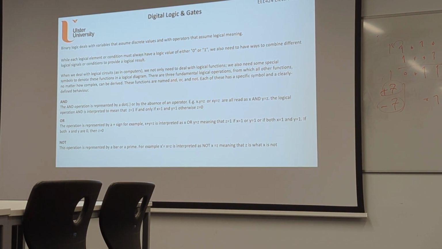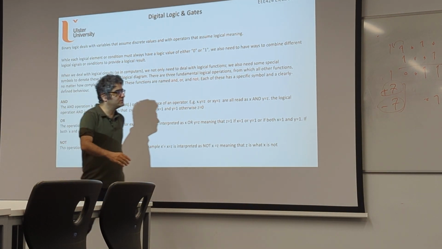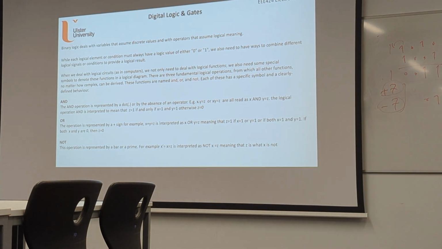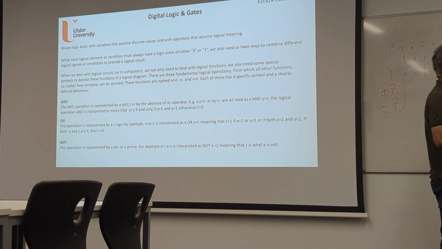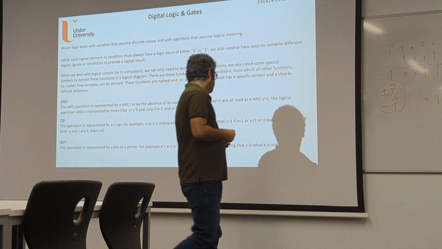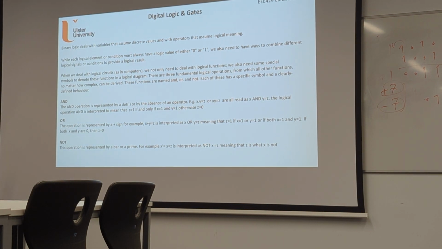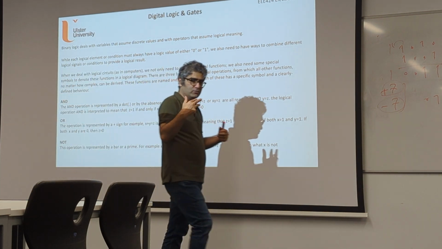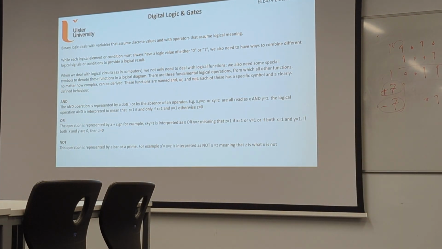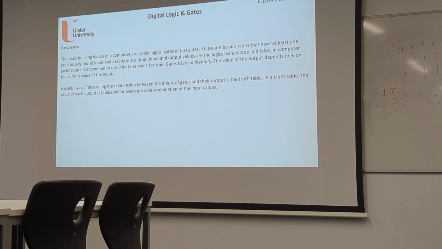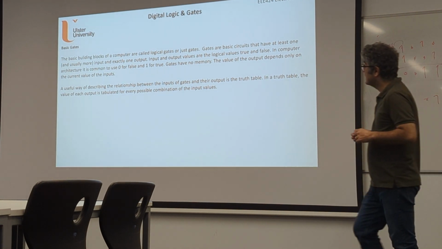We know. Then NOT. The operation is represented by a bar or prime. There are two ways to represent the NOT. For example, x prime or x bar, both of them mean NOT of x. Okay? So NOT x equals z, meaning if x is 1, z is 0, and if x is 0, z is 1. Okay? So three: AND, OR, NOT. You know already.